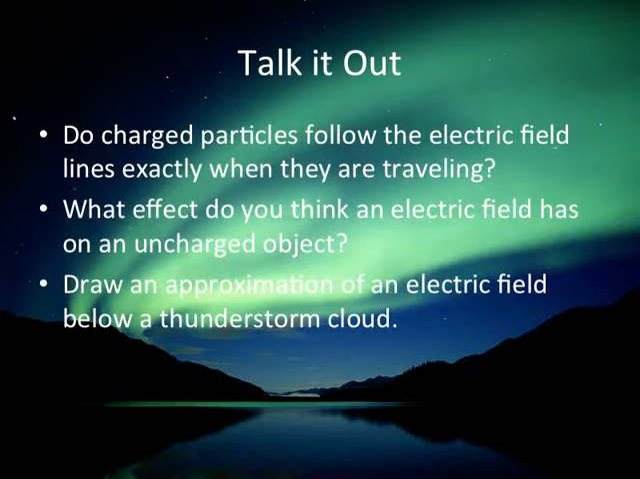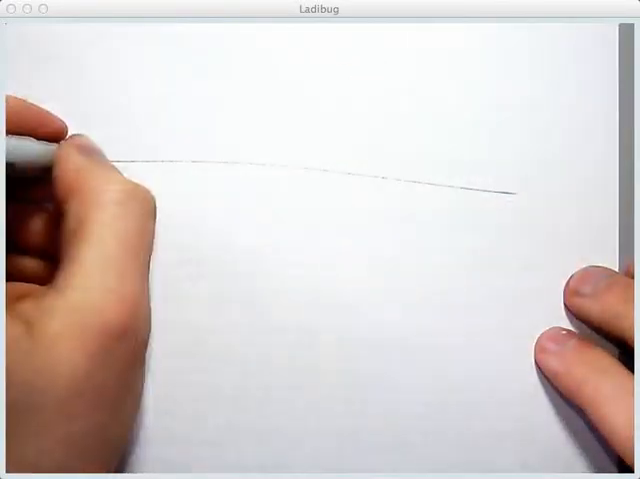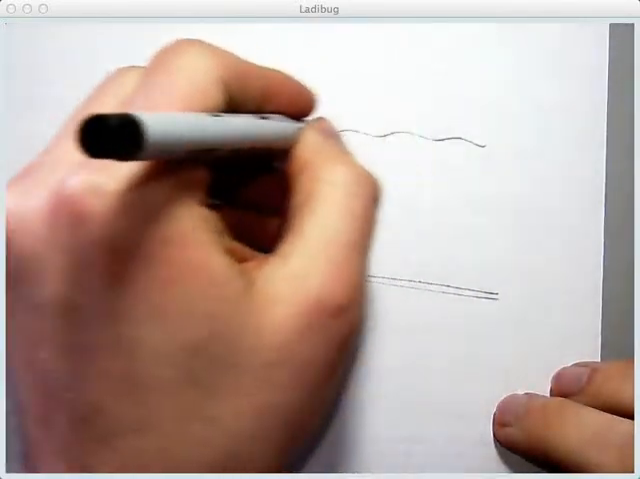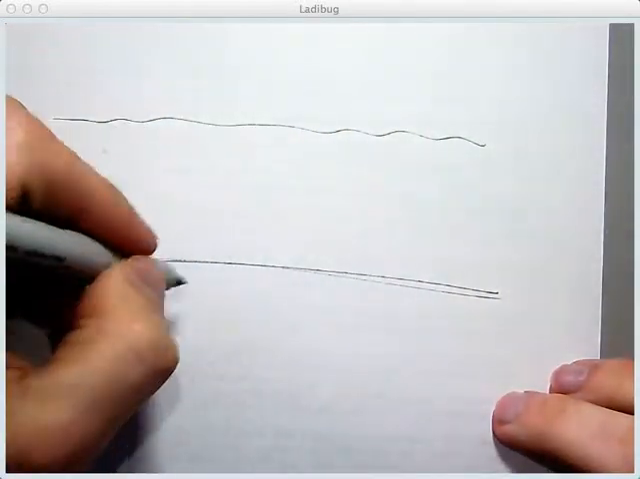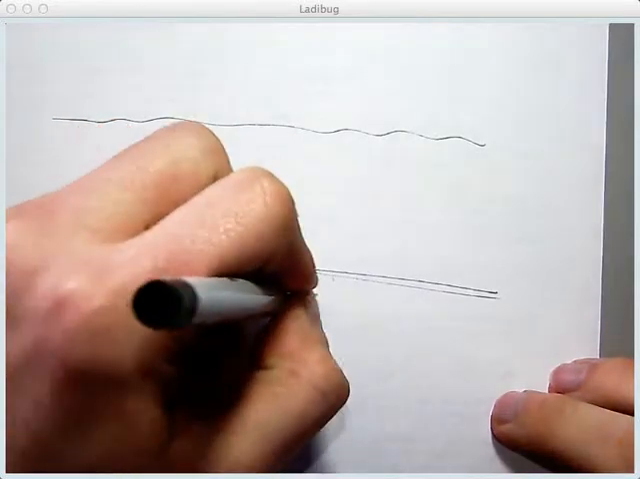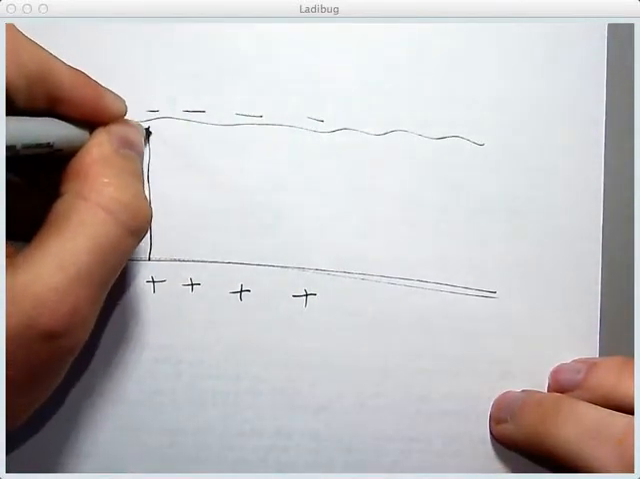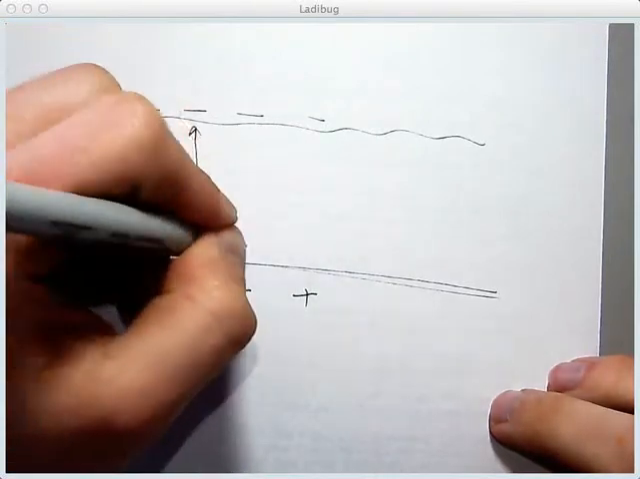Okay, and then for an approximation of an electric field below a thundercloud, if I have the ground and the bottom of a thundercloud, then since I have positive charge down here and negative up here, we're pretty much going to have straight electric field lines upward.